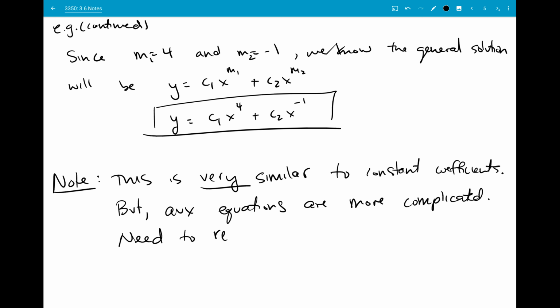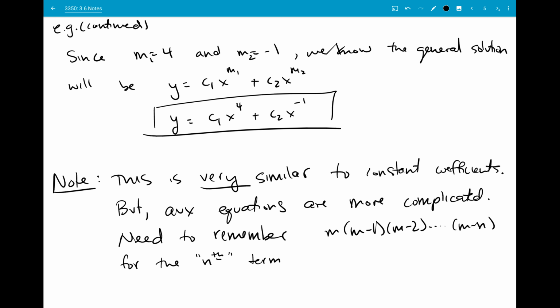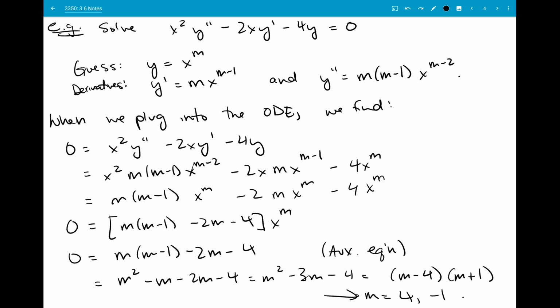So you need to remember it's going to build that nested thing where you have m times m minus 1 times m minus 2, and so on and so forth, for the nth derivative, and then the rest of them go away as you move down the line. So for us, we just had a second order derivative, so we had that m times m minus 1.